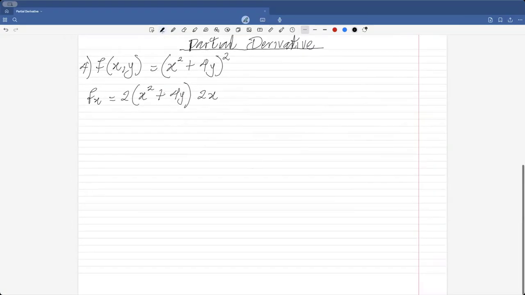Let me put it in parentheses also for simplicity. At the end of it all, we have 4x open parenthesis x squared plus 4y close parenthesis, and this is the final answer when we differentiate with respect to x.